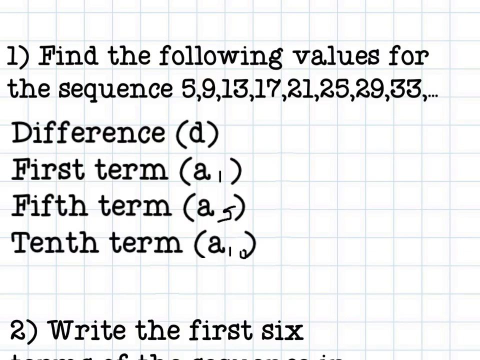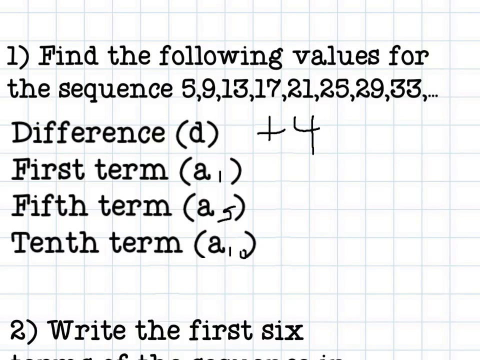Here's example number 1. It says, find the following values for the sequence 5, 9, 13, 17, 21, 25, 29, 33, ... What is the common difference between the numbers? How do you go from 5 to 9, from 9 to 13, from 13 to 17, etc.? Well, the answer is you add 4. So the common difference here is plus 4.